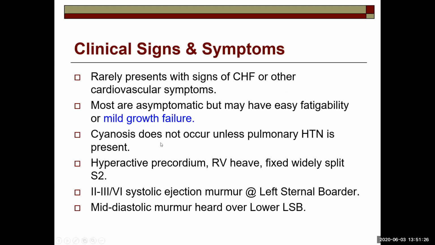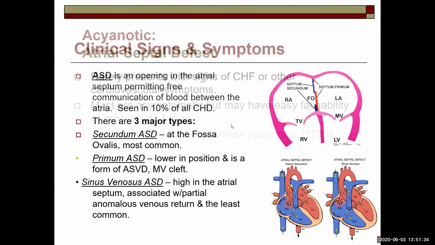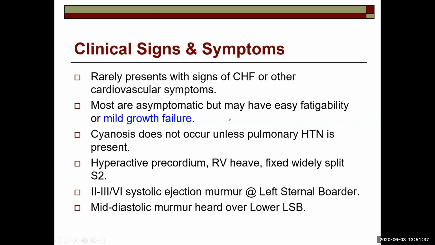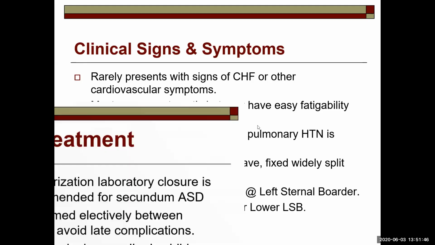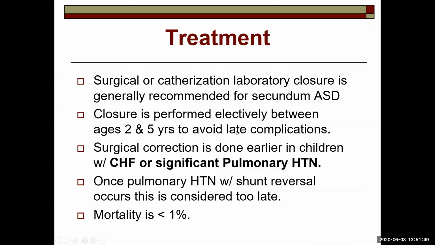With these people, the only thing you want to remember is the mild growth failure that you can get with these kids. So ASD can give you mild growth failure, okay? Again, it's acyanotic. Treatment, you need to do surgery on these patients and close the hole in general. You can do surgical or catheterization closure, either with a catheter or you open up and go ahead and close the hole.